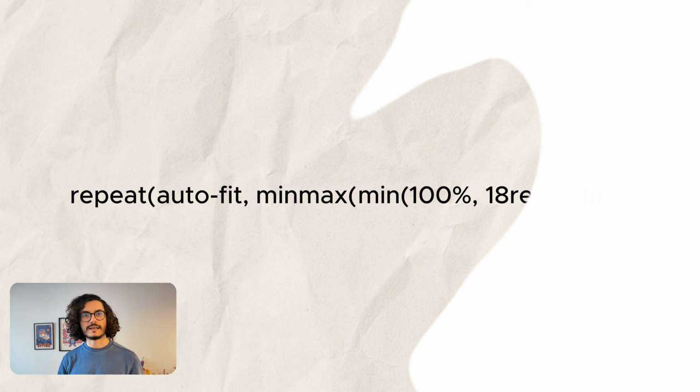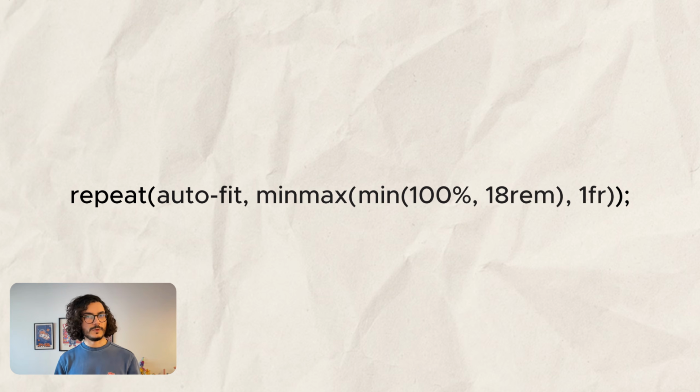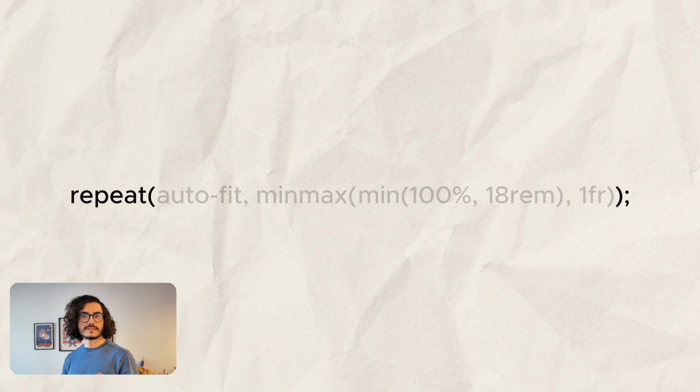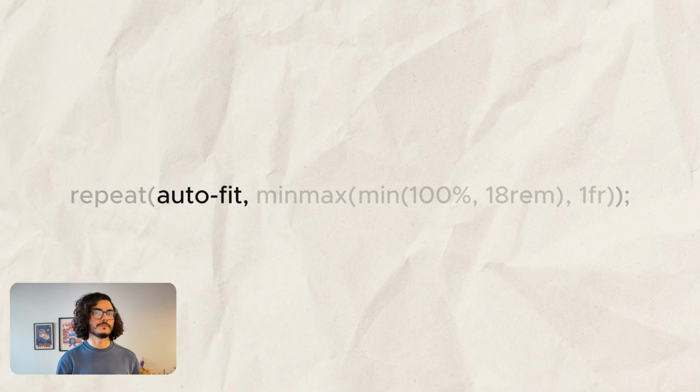Let me explain this line in a simple way. The repeat keyword means do the same pattern again and again, so we create many columns using one rule. The keyword auto-fit means fit as many columns as possible in the available space. So instead of saying 2 columns here, 3 columns there, we say add columns where there is room. The browser decides for us.